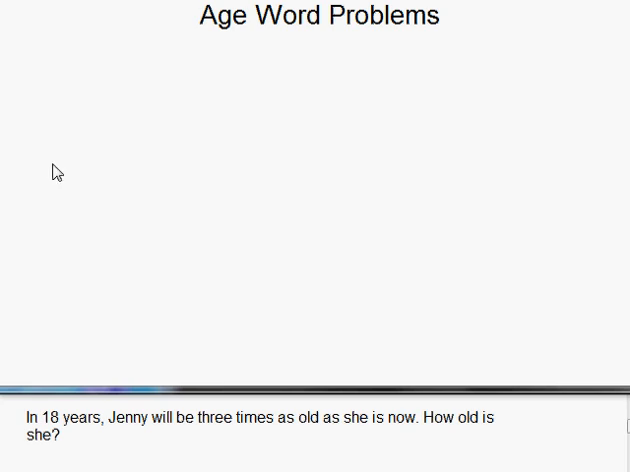All right. So here's an example of an age word problem. In 18 years, Jenny will be 3 times as old as she is now. How old is she? If you were going to guess about this, would it be easy to guess? No, not really. What would your guess be?